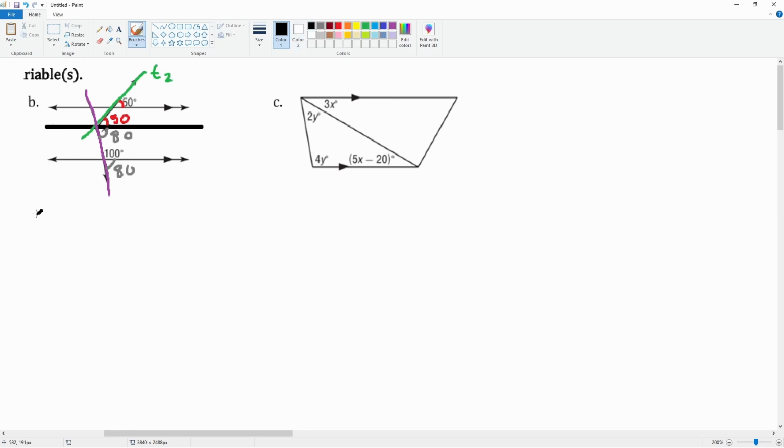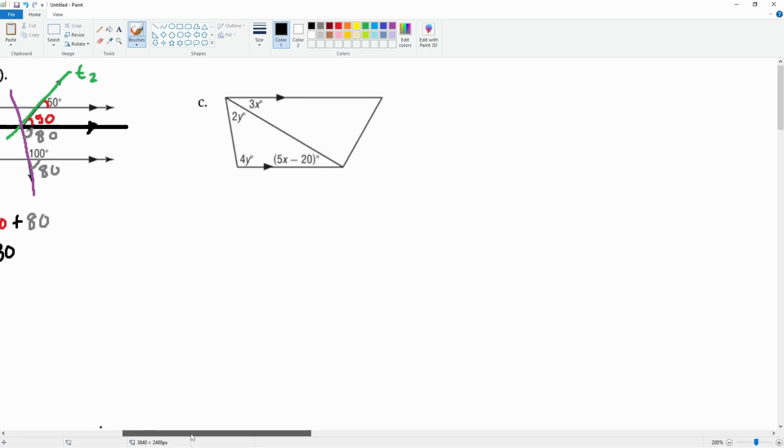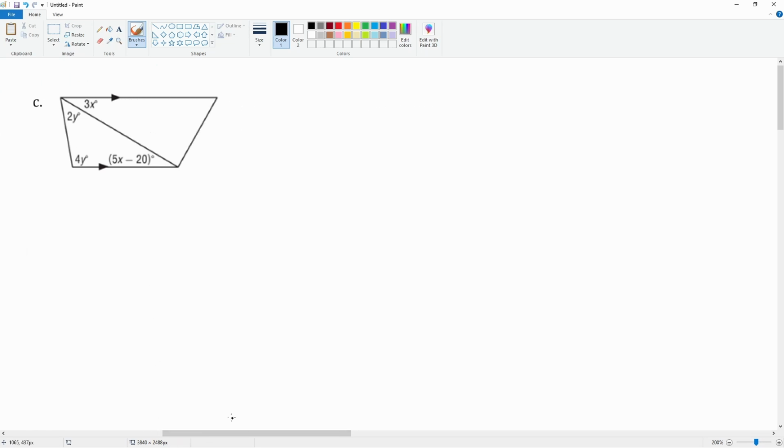The x is made up of these two. It's made up of that 50 plus that 80. So x is going to be 130 degrees. That comes from drawing this auxiliary line that is parallel to the top line and the bottom line. Let's look at C now, okay?